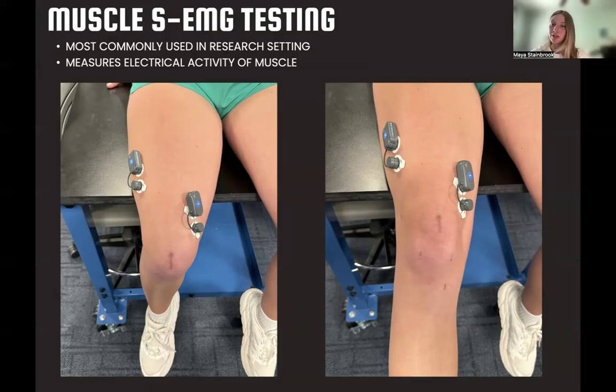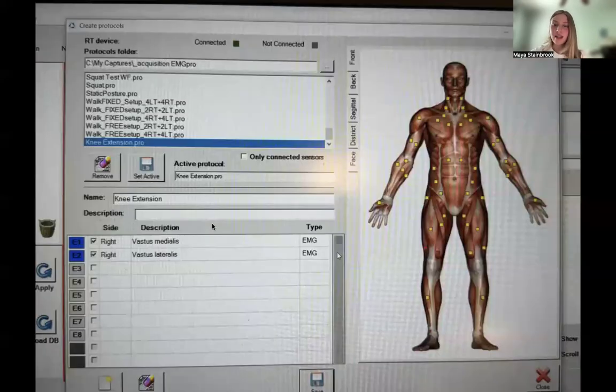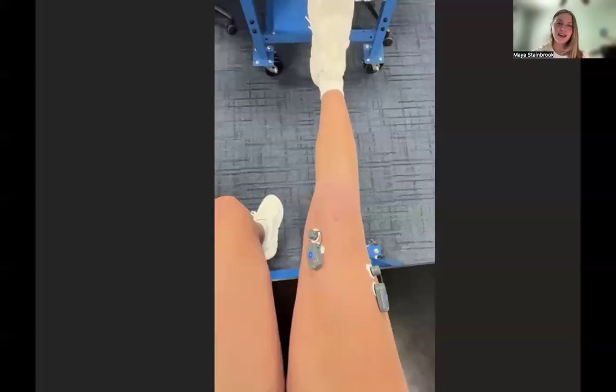And these are most commonly used in the research setting. They measure the electrical activity of the muscle. It tells us how active the muscle is. And then this is how you get it set up. This is just a screenshot from my computer that shows that I'm selecting the right side, which was my surgical side, vastus medialis, right side, vastus lateralis as well. So you can use these for a whole bunch of muscles, but we'll focus on these today.